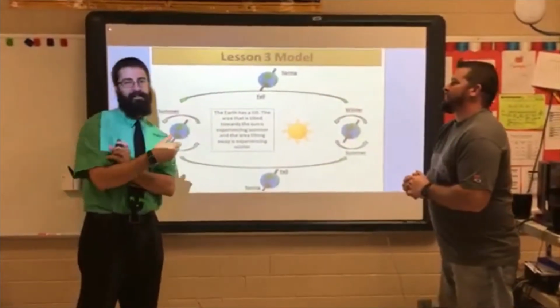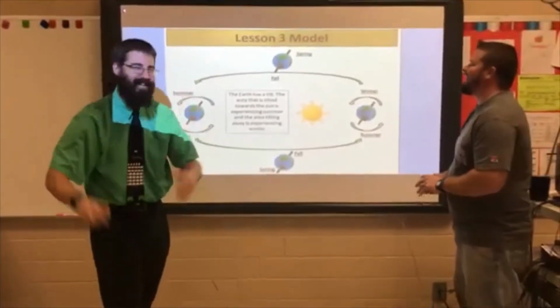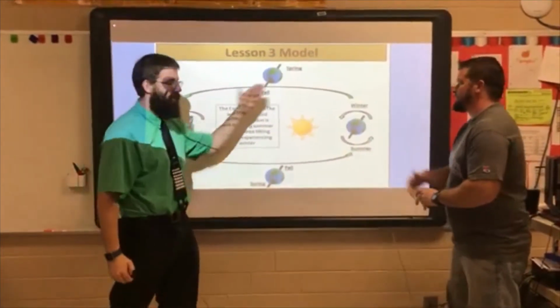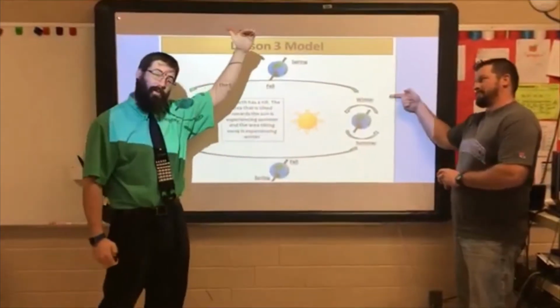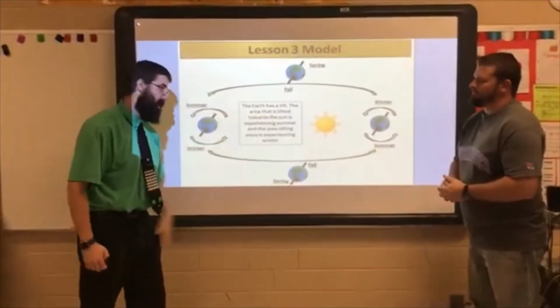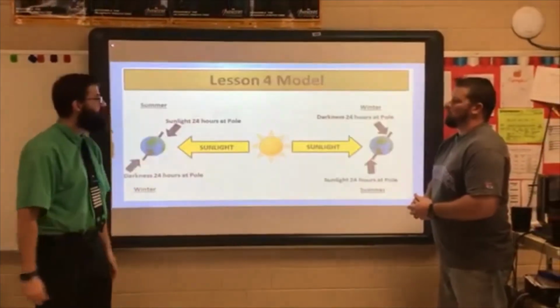Okay, so lesson 3 model. In the lesson 3 model, we figured out how we get our seasons, and we get our seasons by the tilt of the Earth. When we're tilted away from the sun, the northern hemisphere has winter, the southern hemisphere has summer. When we're tilted towards the sun, the northern hemisphere has summer, while the southern hemisphere has winter.